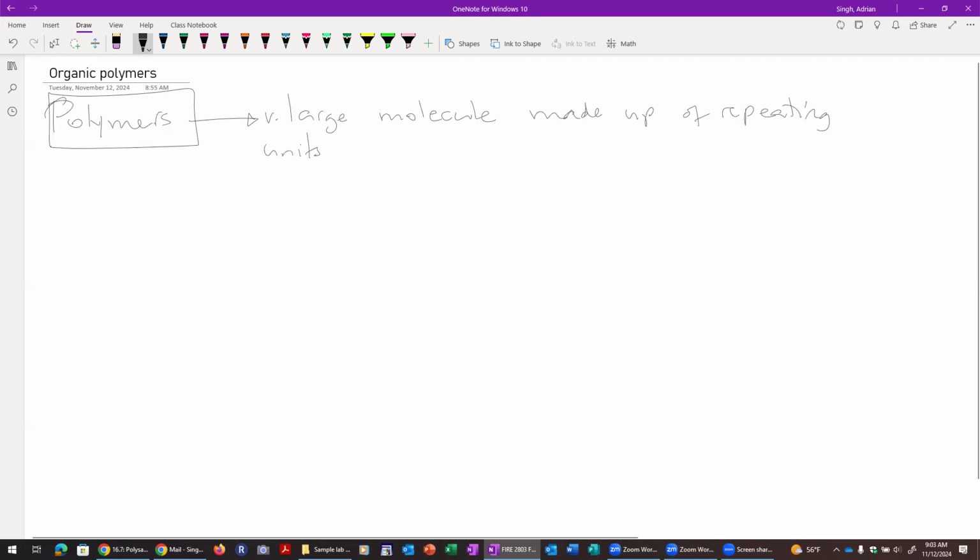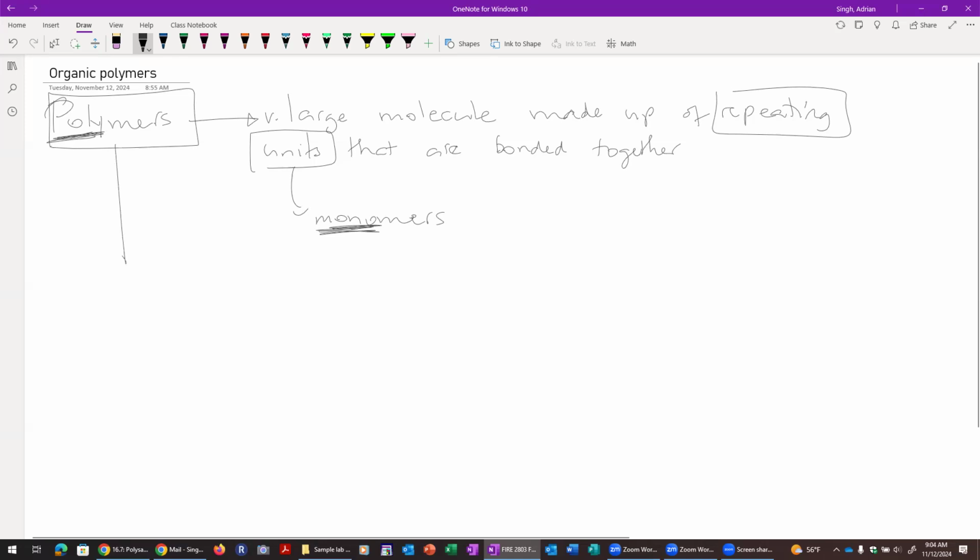And these repeating units are linked together, so bonded together. The name that we give to these repeating units, we refer to these as monomers. So a polymer, the prefix poly here meaning many, is different. It's a large molecule made up of many of these monomers. Monomers are just a single unit.